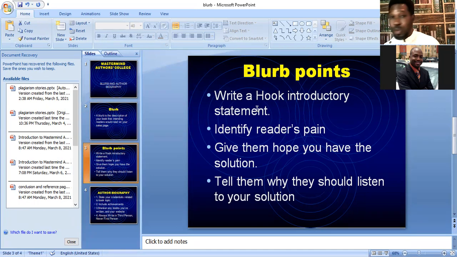I'm going to try to show you when we're done. I'm going to take you to Amazon and show you examples of different book descriptions, or different blurbs, and then we will identify the hook.